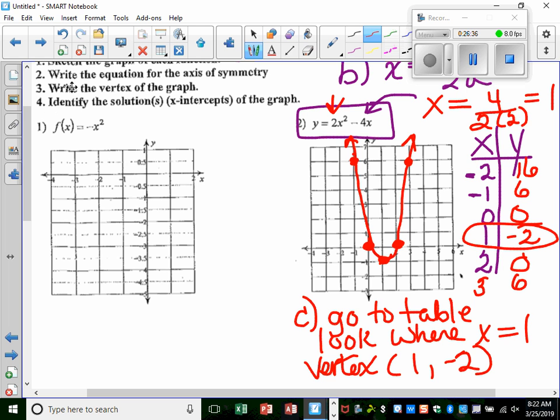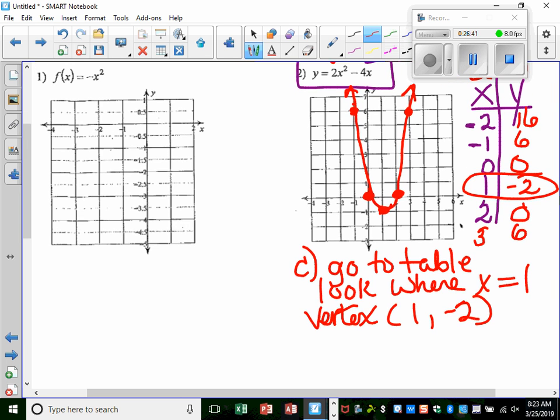Part D says identify solutions, which are x-intercepts. Well, you can tell where it's crossing the x-axis. So x-intercepts, that's part D. And what are they? 0 and 2. That's it. That's all you do. Okay. And if they were graphed up here and they're not touching the x-axis, what would you write? No solution, correct.